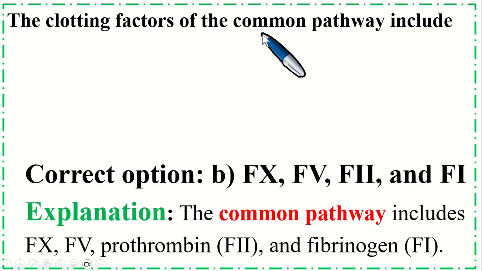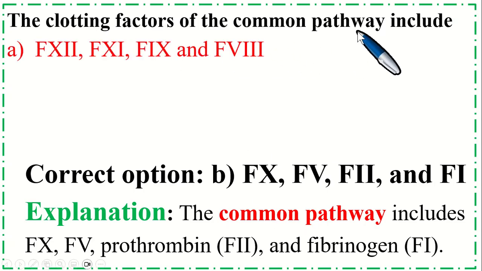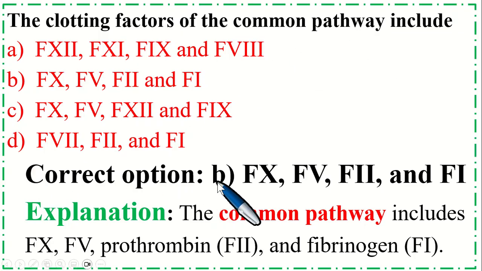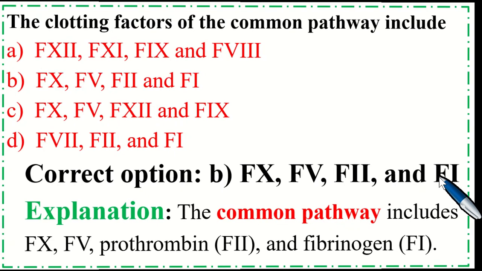The clotting factors of the common pathway include: so the correct option is B, factor 10, factor 5, factor 2, and factor 1.